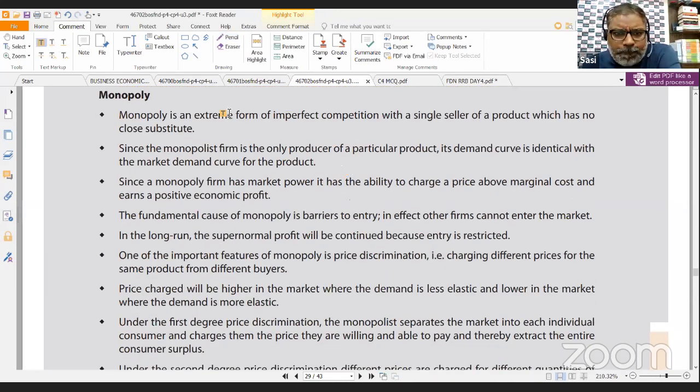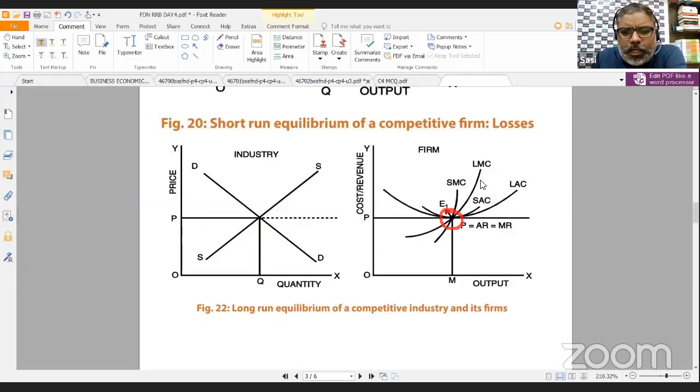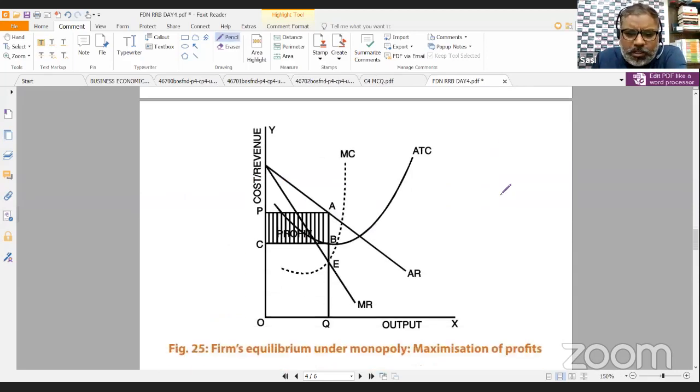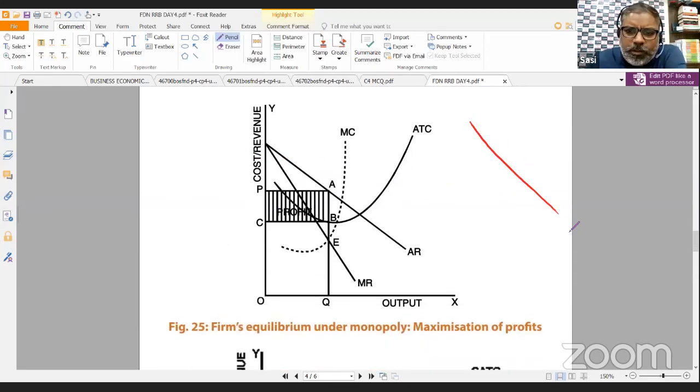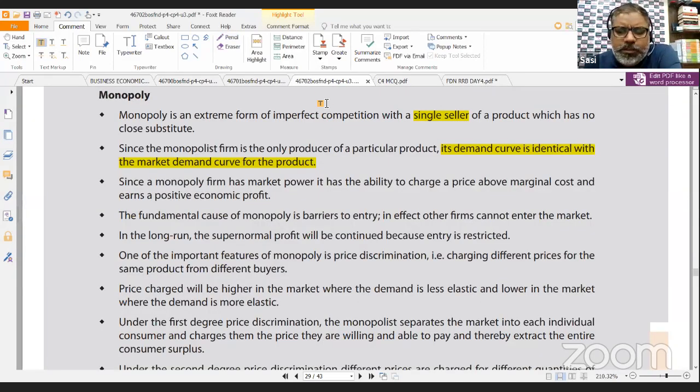Now coming to the monopoly, it is an extreme form of imperfect competition with a single seller of a product, a single seller only, which has no close substitute. We have already looked at the features of monopoly. Since the monopolist firm is the only producer, its demand curve is identical to the market demand curve for the product. How it will be for any market demand curve, the same way it will be here also. So what is the demand curve here? That will be going downwards. The demand curve is represented by AR, that is price. That is the relationship between the price and quantity demanded, identical to the market demand curve for the product.